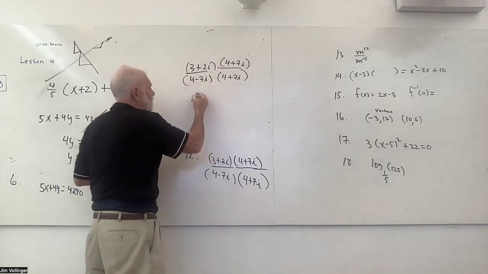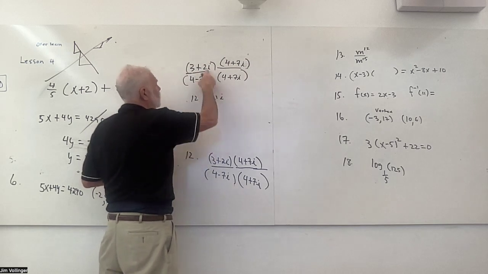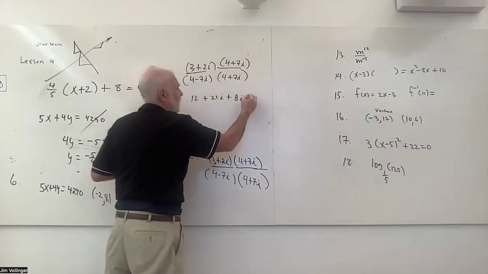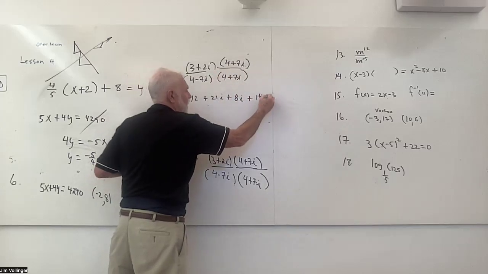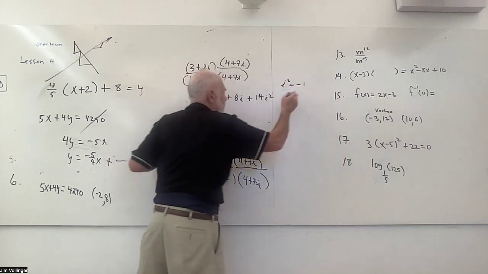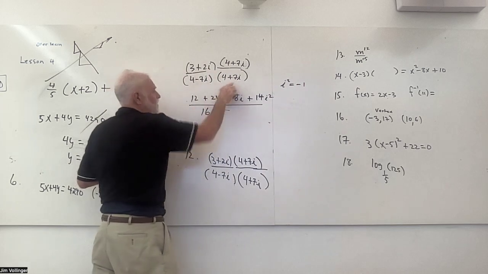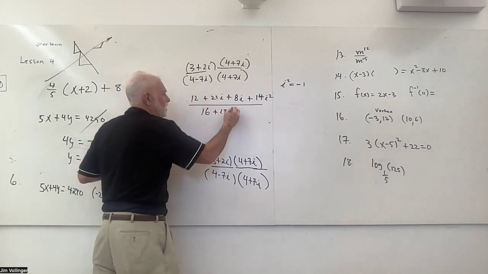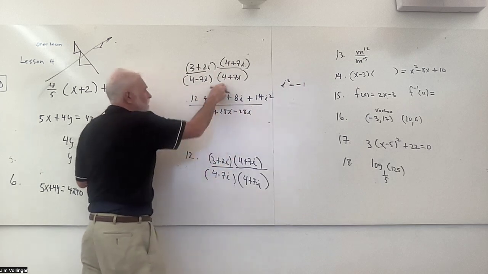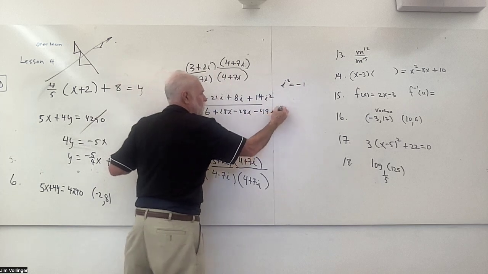3 times 4, 12. 3 times 7i, 21i. 2i times 4, 8i. 2i times 7i, 14i squared. We know that i squared equals -1 from previous discussions. 4 times 4 is 16. 4 times 7i is 28i. Minus 7i times 4 is minus 28i, so I won't do this in the next lesson set. Minus times a minus is minus 49i squared.